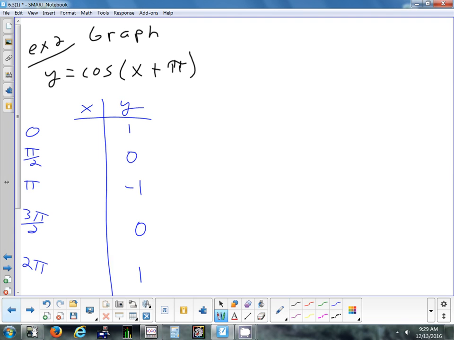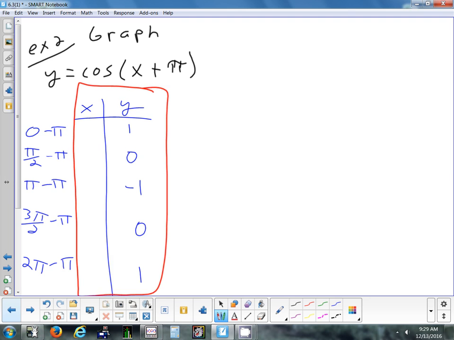What am I going to do to each of those x values? Subtract. Exactly. Do the opposite. And we'll put all our answers in that table. So 3 of these are really quick to do. 0 minus pi is negative pi. What's pi minus pi? 0. What's 2 pi take away 1 pi? Just pi.